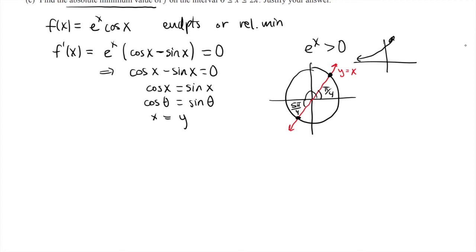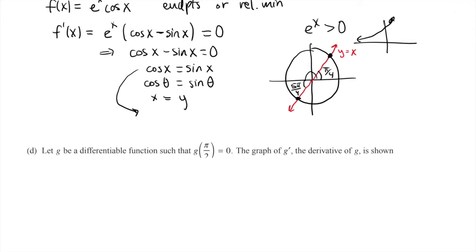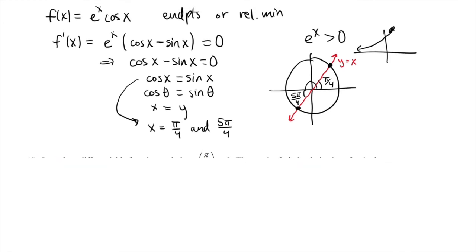So backing up to what I was calling x before I switched to thetas, this says that our x coordinates here, our critical points, are at pi over 4 and 5 pi over 4. Okay, and so those could be relative mins, either of those, or relative maxes. They're critical points, so they could be any of those. And so this absolute minimum value has to occur at either pi over 4, 5 pi over 4, or one of the endpoints, 0 or 2 pi.